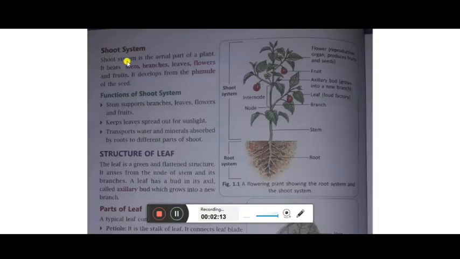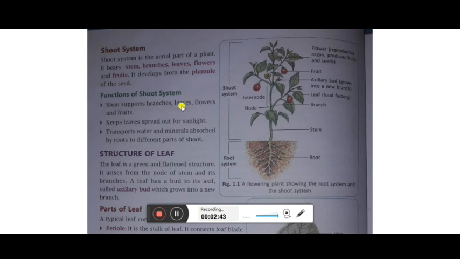Now the next system given over here is the shoot system. So the shoot system is the aerial part. Aerial part means which is above the ground. And it bears the stem, branches, leaves, flowers and the fruits. Okay, so it develops from the plumule of the seed. That means the plumule is a part of the seed. You have studied in 5th standard that there are two things, radicle and plumule. So this is the plumule part which gives rise to the shoot system.